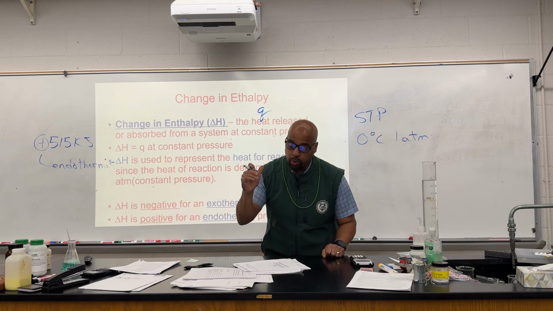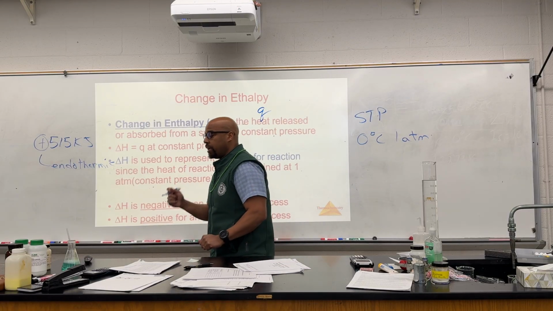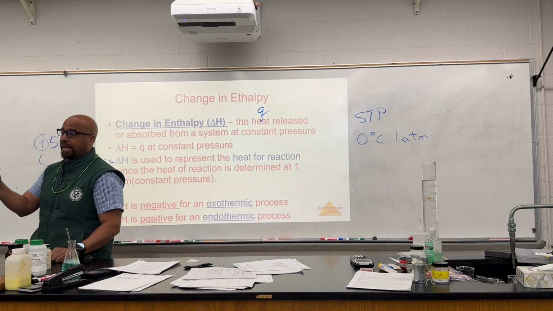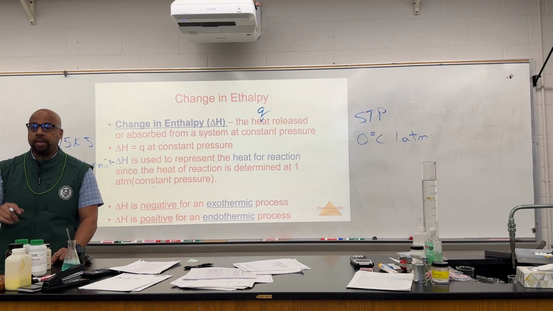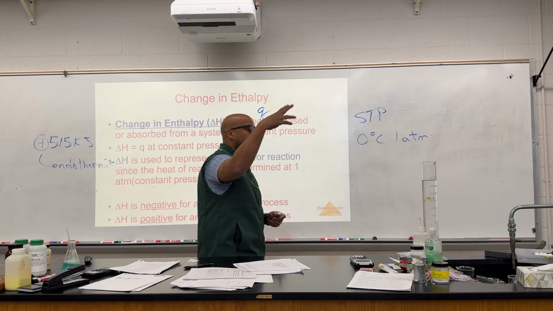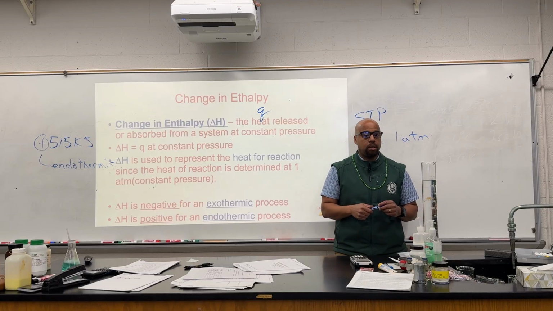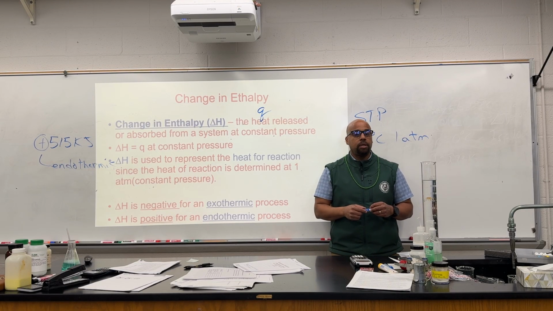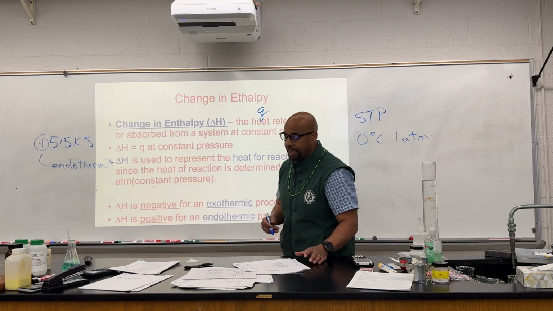The only difference between Q and the change in enthalpy is that the change in enthalpy has a stipulation that says you must be at constant pressure. That's the only difference. Q is like, I don't care. You can change the pressure all around you want, but delta H, the change in enthalpy, says no, it must be at constant pressure.